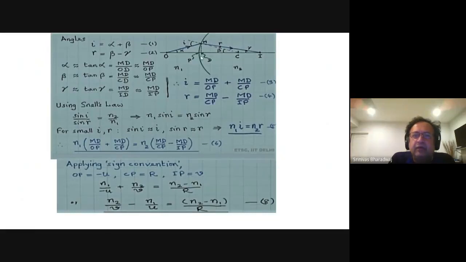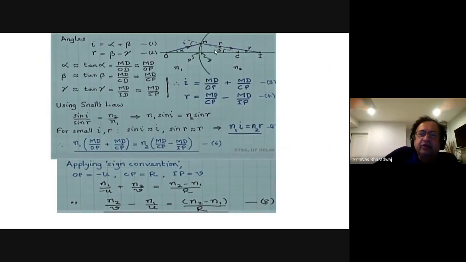Okay. Now, when you use that, compare how they are related to alpha and beta. Now, if you draw this line and extend it all the way to the center, this is the normal, right? I equals alpha plus beta. Exterior angle equals sum of interior opposite angles. Alpha plus beta equals I. R equals beta minus gamma. Again, same thing, right? R plus gamma equals beta, right? So R equals beta minus gamma.